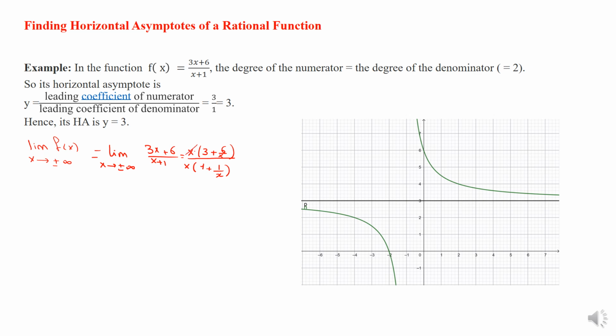Now, as x tends to infinity, you can eliminate x by x. 6 over x tends to 0. 1 over x tends to 0. So the limit will be equal to 3. So y equals 3 is a horizontal asymptote. You can see in the figure how the curve approaches y equals 3 from the right and from the left.